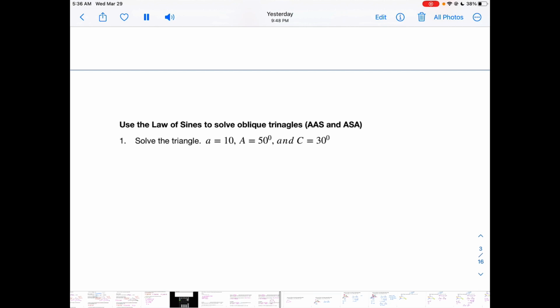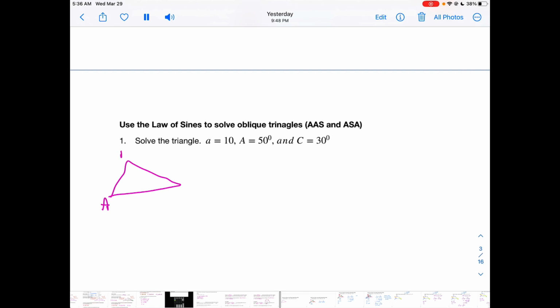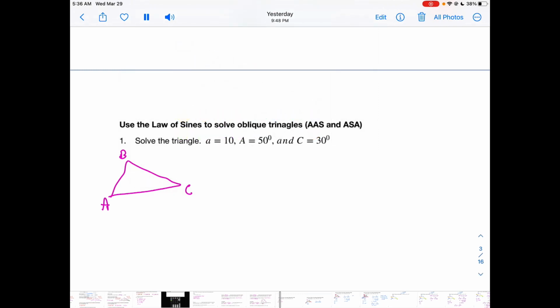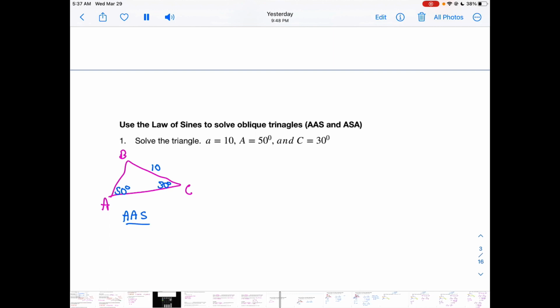So here in this example, we're going to solve triangle ABC given the 3 bits of data here. We're going to draw a representative triangle, and we're just going to label our angles big A, big B, and big C. And then we're going to label our given information. Well, we were given that angle A is 50 degrees and angle C is 30 degrees, and side A is 10. Side A is always going to be the side opposite angle A. And so here we're given angle, angle, side, so that means I can solve this using the law of sines.